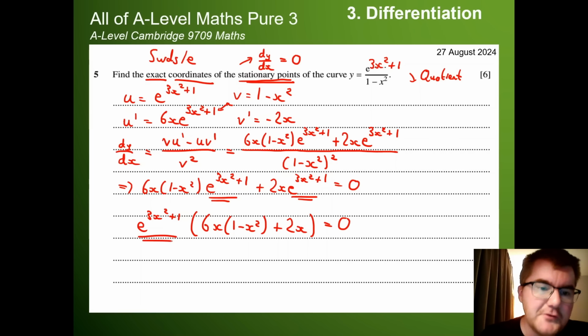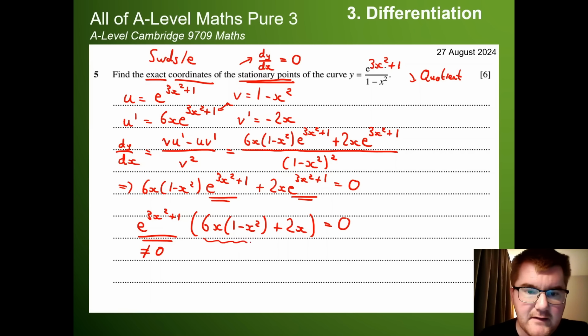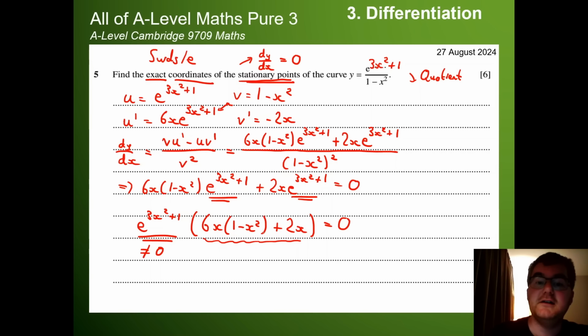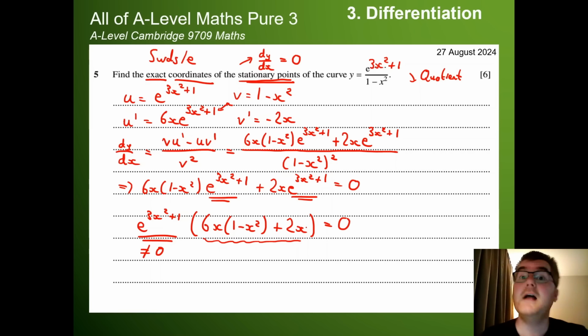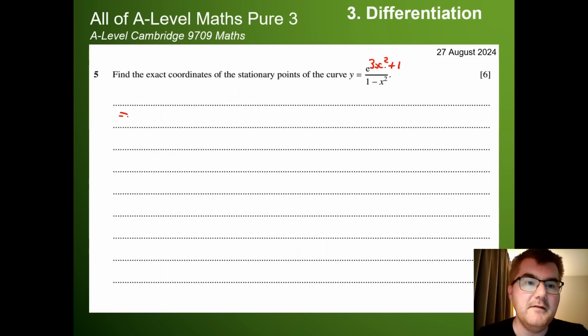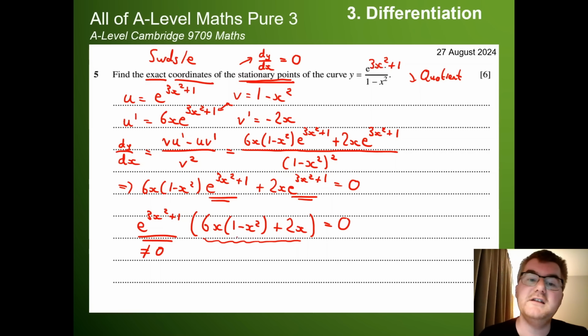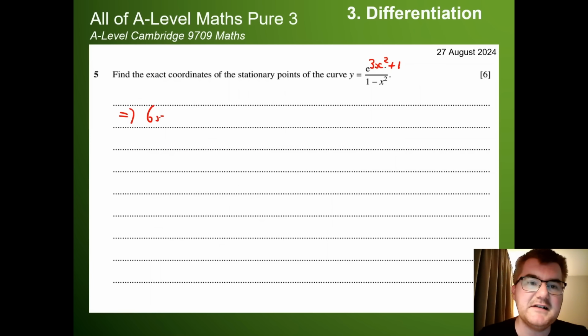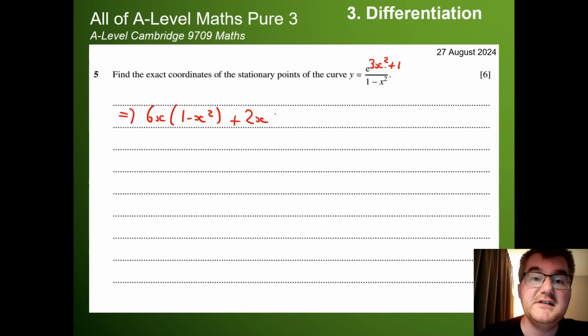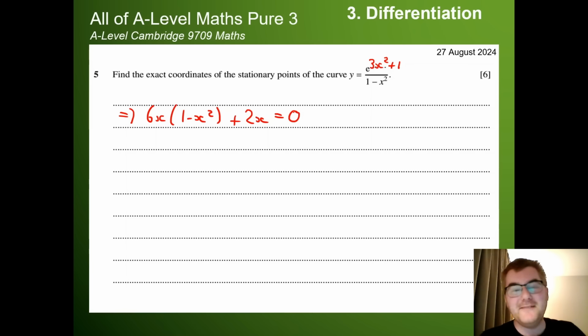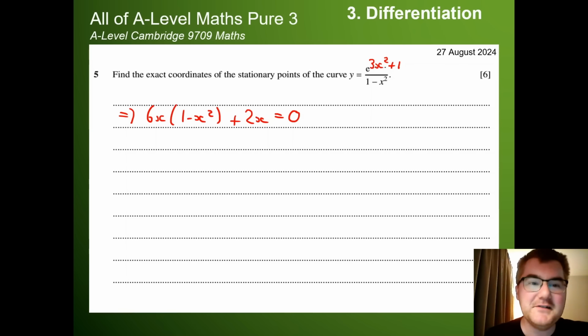Now notice this function here, this e function, can never be 0, and this is often a trick you'll see on Pure 3. Therefore, that means then that this part, the 6x brackets 1 minus x squared plus 2x, must be equal to 0. Therefore, we only are concentrating on this part here, so 6x, 1 minus x squared, plus 2x is equal to 0. And like lots of things in mathematics, it all comes back to quadratics.